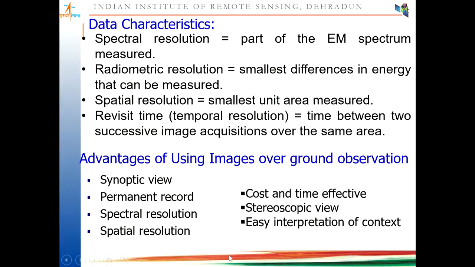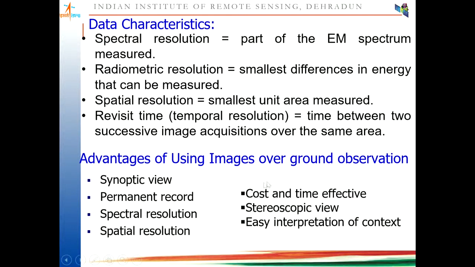This helps me to establish relationships and come up with a better interpretation. It aids interpretation. It's a permanent record. I get varying spectral resolutions and varying spatial resolution. So I can view the same object in different wavelength bands and at different levels of detail by varying the spatial resolution. Because temporal resolution also varies, I can get temporally varying images or data for the same area at different points of time.